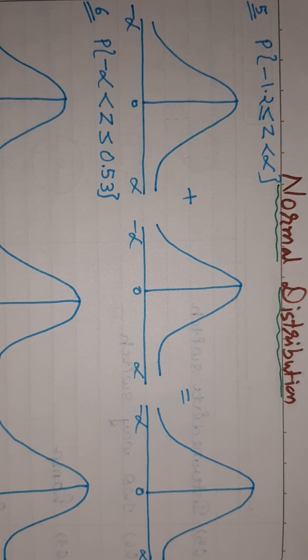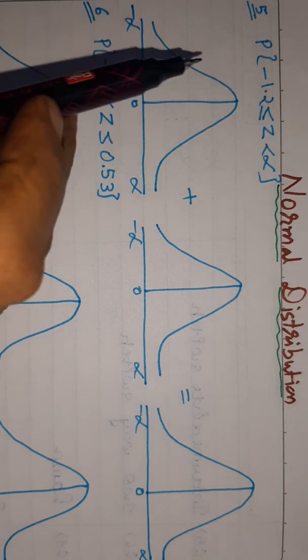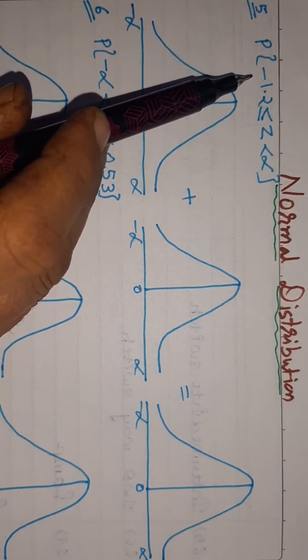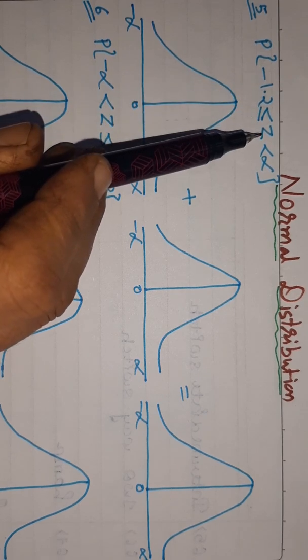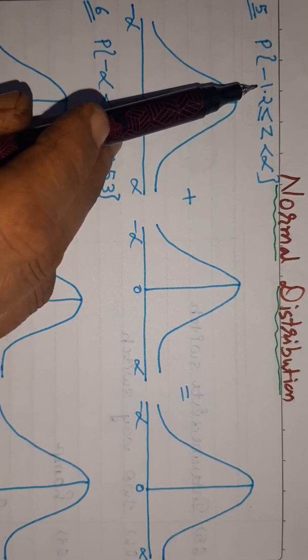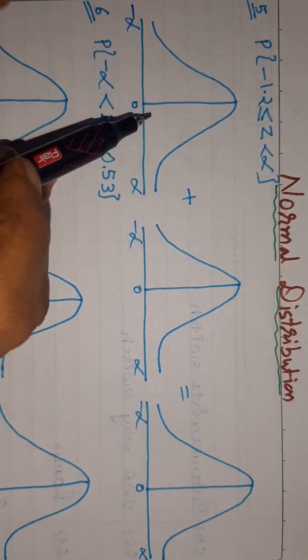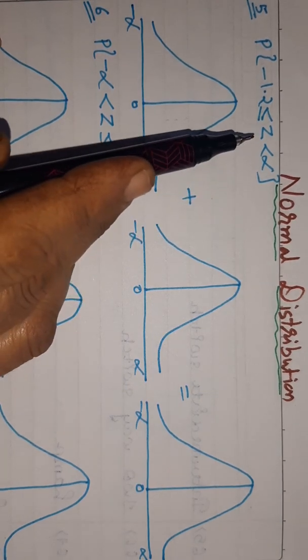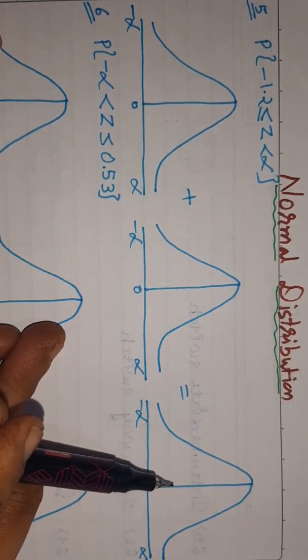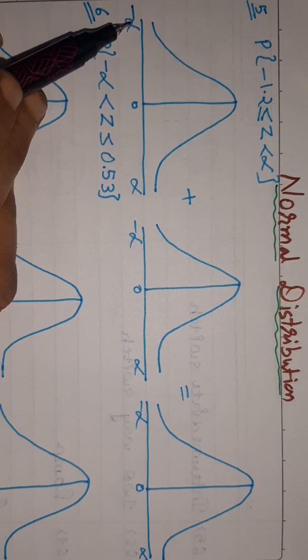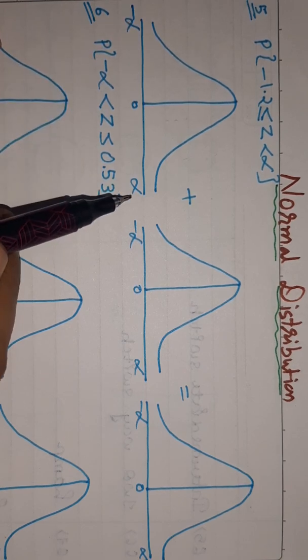In today's session, we will continue with how we find areas with the Z table, as we did in the previous session. Now, the fifth question is where we are supposed to find the area of Z lying between minus 1.2 and infinity. Here again we will draw three diagrams, from minus infinity to plus infinity.